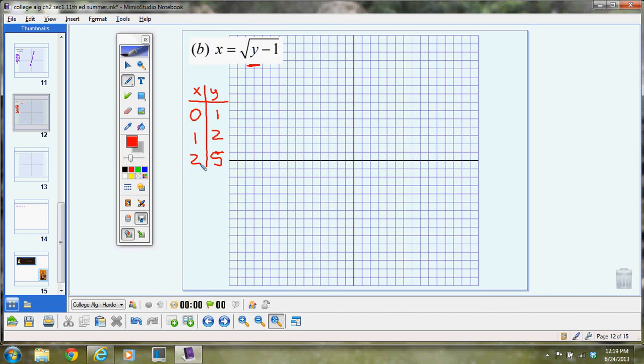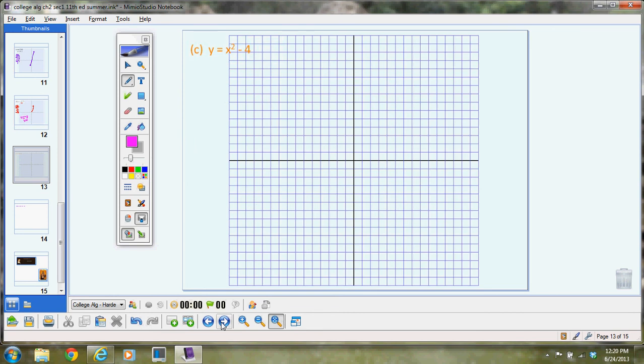So now, when x is 0, y is 1, x is 1, y is 2, x is 2, y is 5. And I end up with that for a graph, which is half a parabola, or a U. The trick for square roots is knowing where to start. And the easiest way to do that is this. You know that y minus 1 has to be greater than or equal to 0. Add 1 to both sides, and that tells me y has to be greater than or equal to 1. So that's a good hint on why I started with 1. Now let's look at the next one.